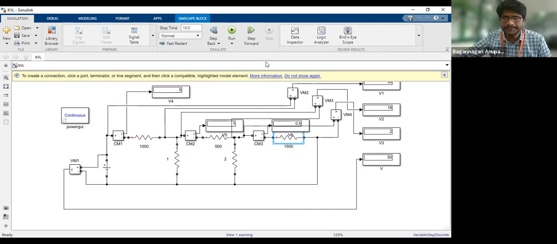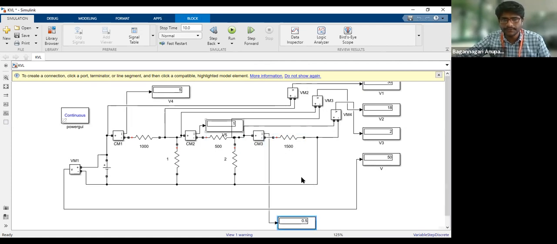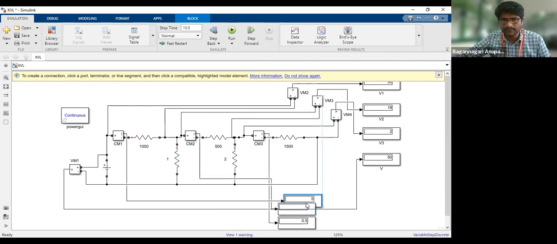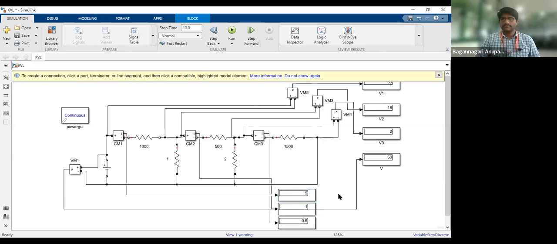So what's the current you got? I3, you are going to get as 0.5. I2, you are going to get as 1. I1, you are going to get as 5. Were those the currents that you got? Did you solve it? Yeah. So the currents are okay, right?